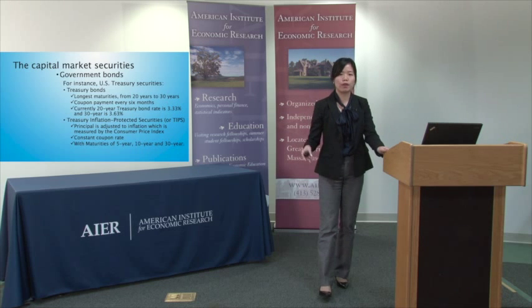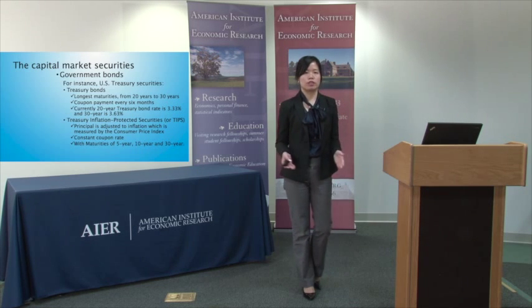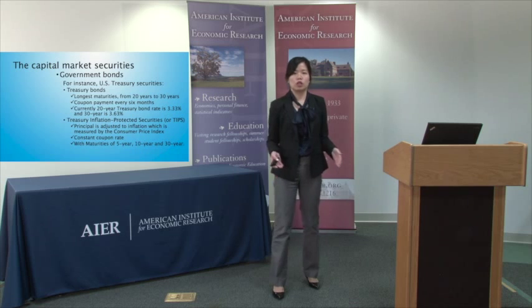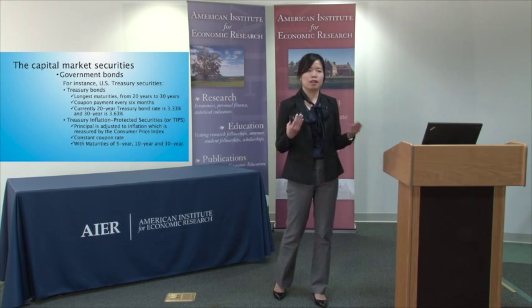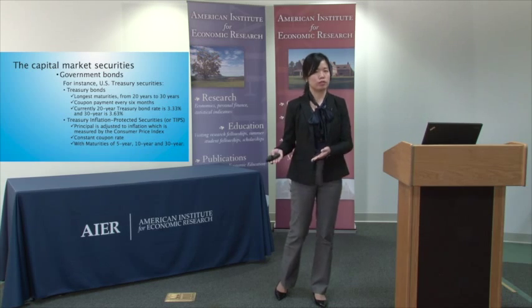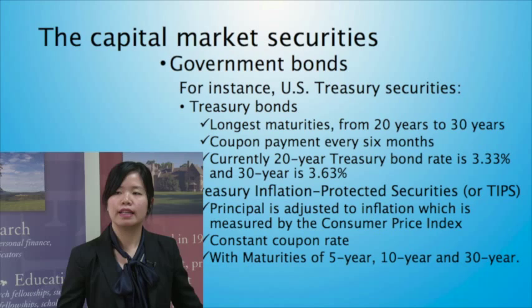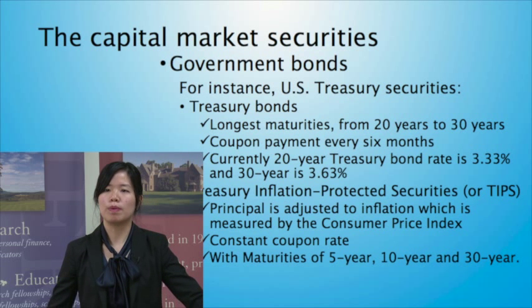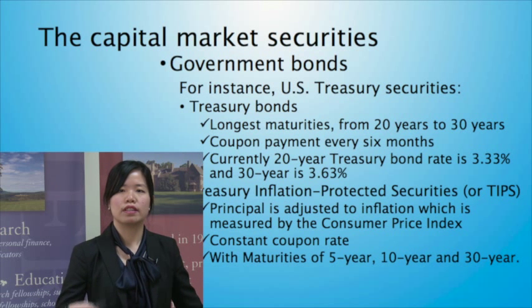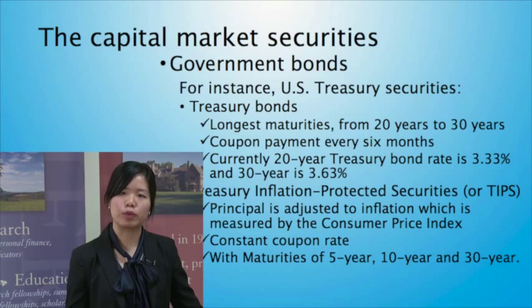So even with the constant interest rate, coupon rate, your coupon payment still will go up, because principal times interest rate is your coupon payment. And at maturity, you will get the principal back. So you will get more money back at maturity, and every 6 months, you will get more coupon payment due to the increase in the principal.